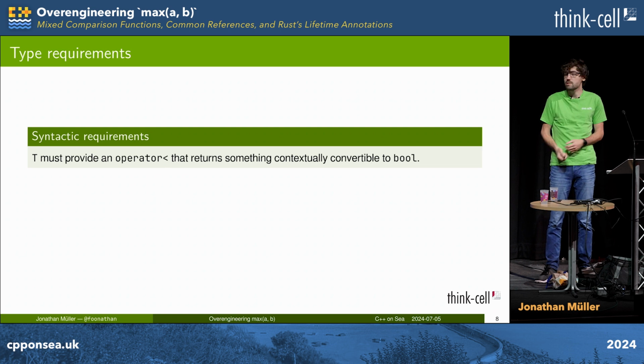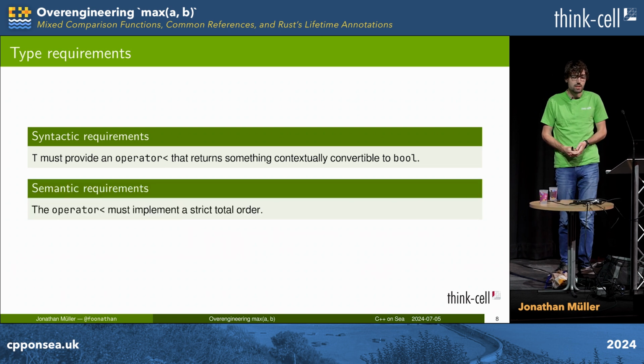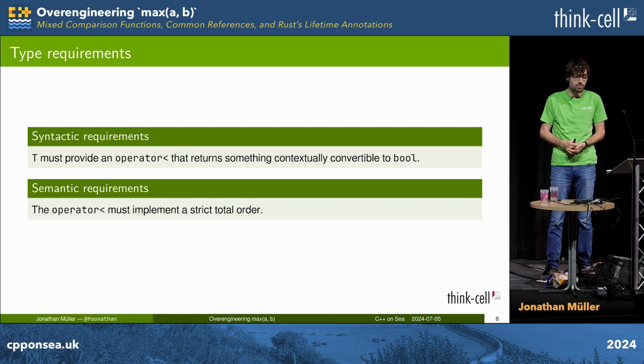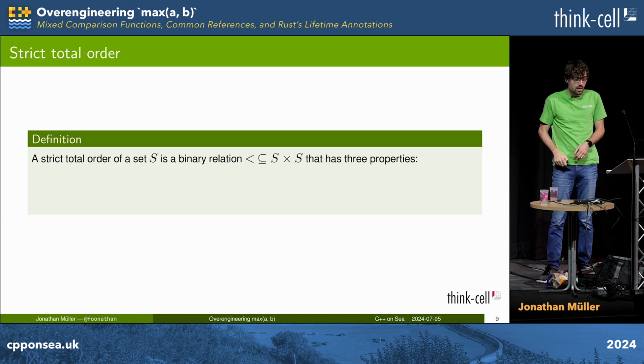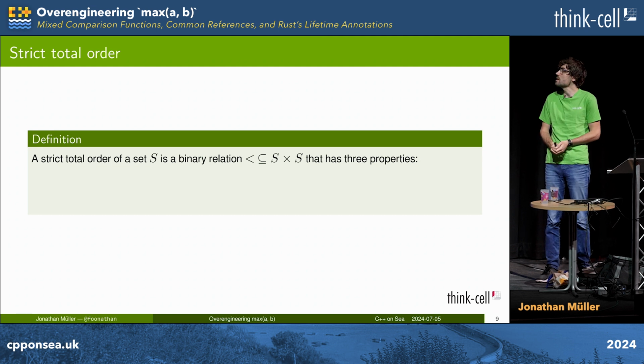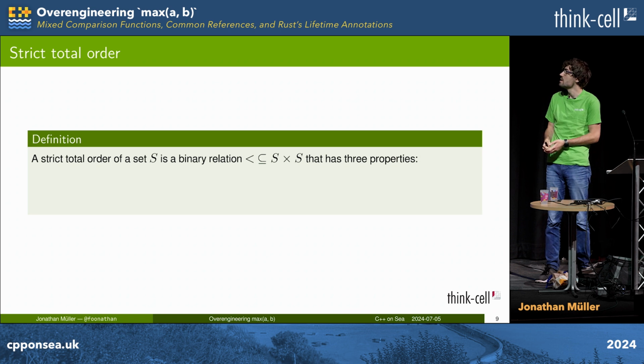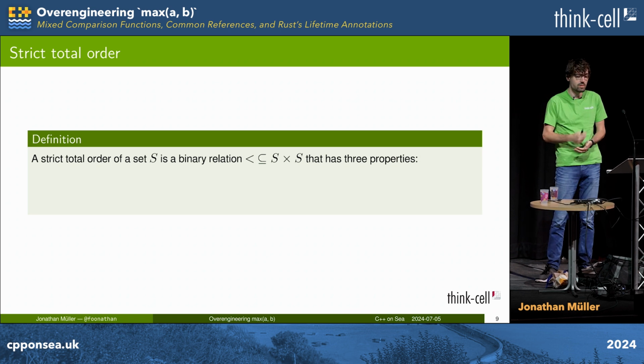More important are the semantic requirements. This operator less than must do comparison. And to be precise, it must implement a strict total order. So let's talk about order theory for a bit. A strict total order of a set S is a binary relation less than that has three properties. A binary relation is just something that relates two elements. Formally, it's a subset of S cross S, but it's just a pair of elements. We can implement it in C++ as a function that returns true if two elements are in a relation.